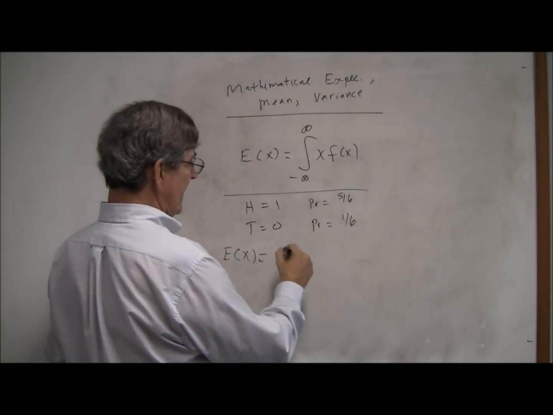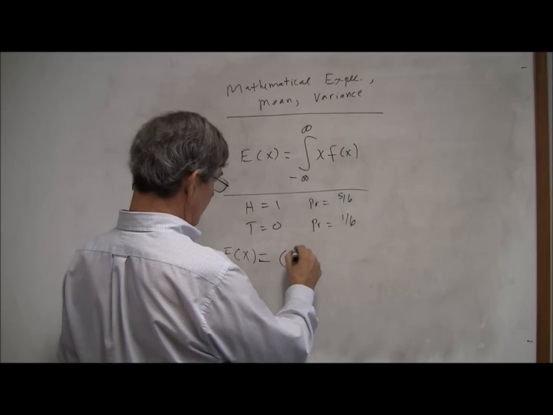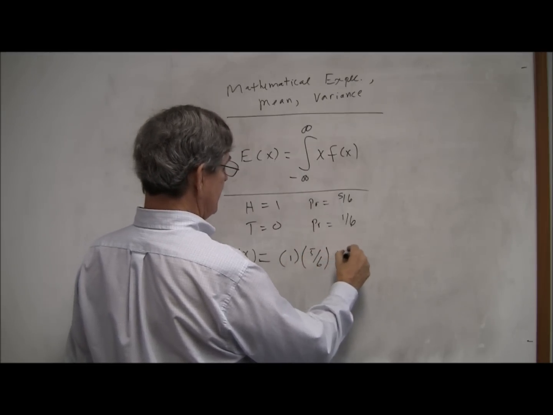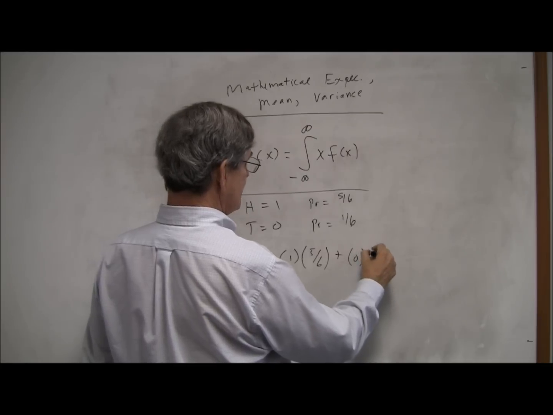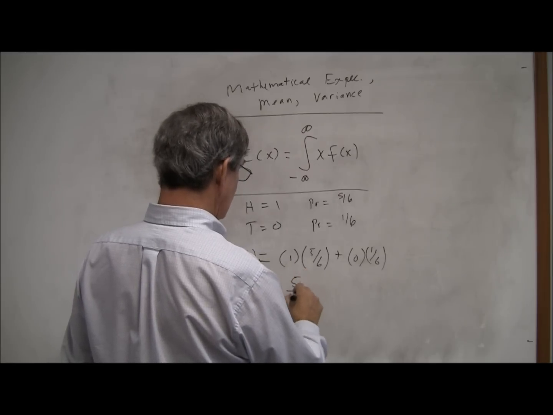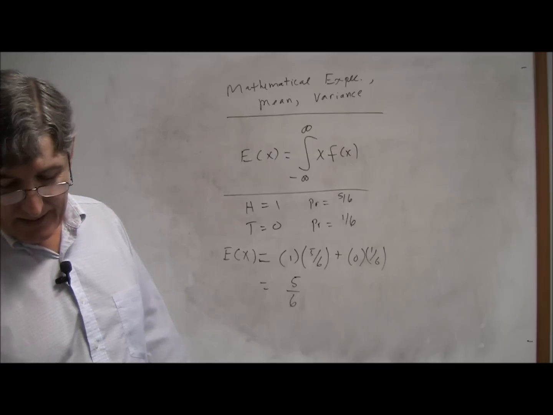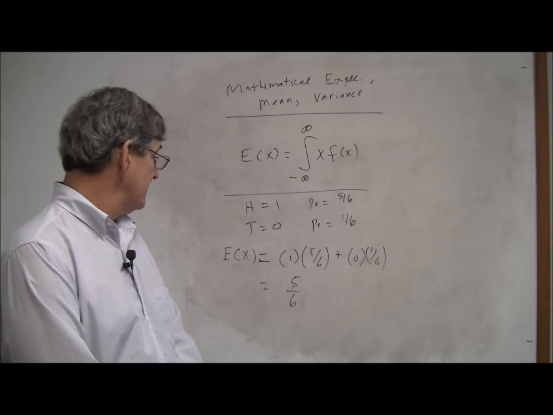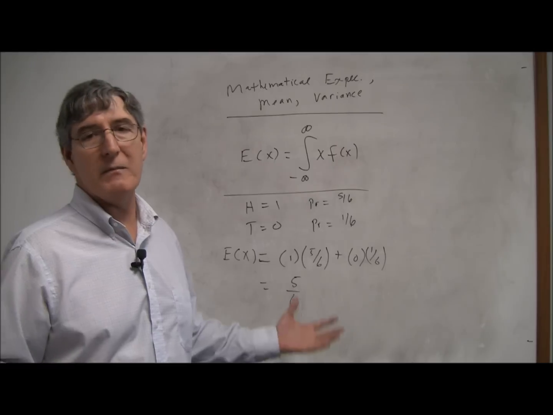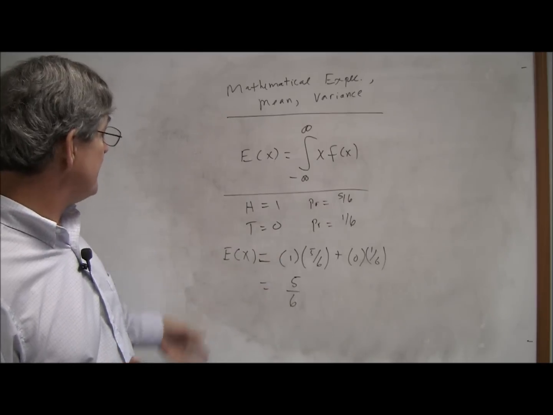Now you'd want to play this game because the expected value, the average value, would be 1 times 5/6 plus 0 times 1/6, which is 5/6 of a dollar, which is greater than 75 cents. And so in this case, you'd be willing to pay 75 cents, because if you kept playing this game over and over and over, you're going to beat the house. Okay, so that's the expected value of x.